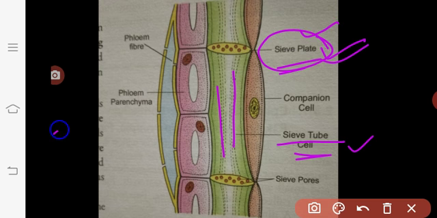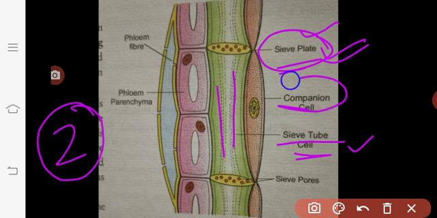Now the second point, that is companion cells. These are companion cells. They are thin-walled cells which lie on the side of sieve tube cells.